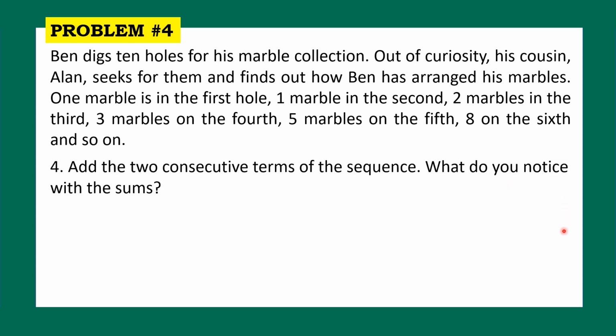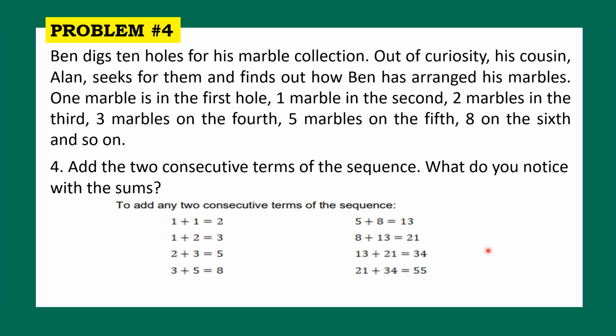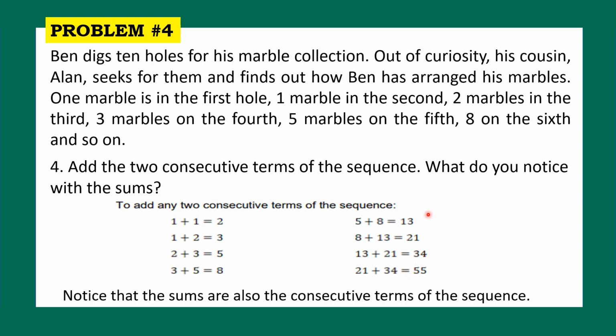Okay, for the fourth question, add two consecutive terms of the sequence. What do you notice? So to add any two consecutive terms of the sequence, we have the following. 1 plus 1 is 2, 1 plus 2 is 3, 2 plus 3 is 5, 3 plus 5 is 8, 5 plus 8 is 13, 8 plus 13 is 21, 13 plus 21 is 34, 21 plus 34 is equal to 55. So we have noticed that the sums are also the consecutive terms of the sequence.